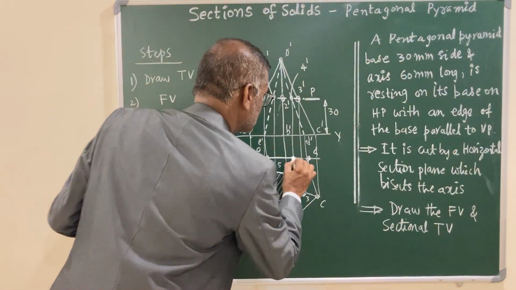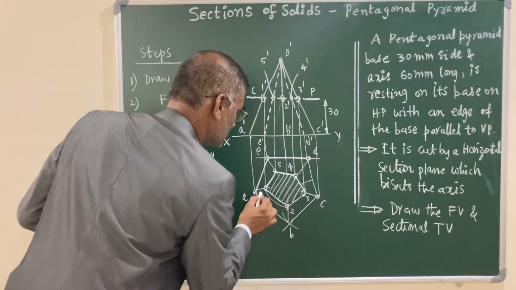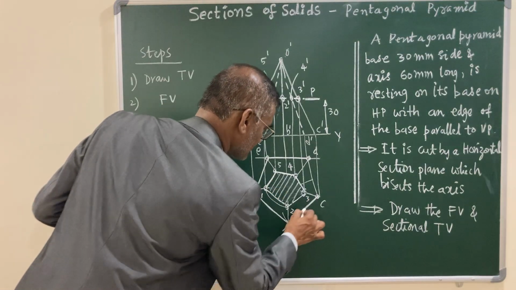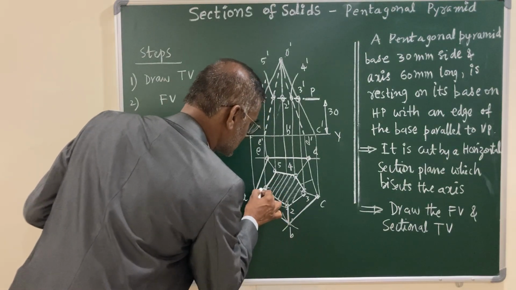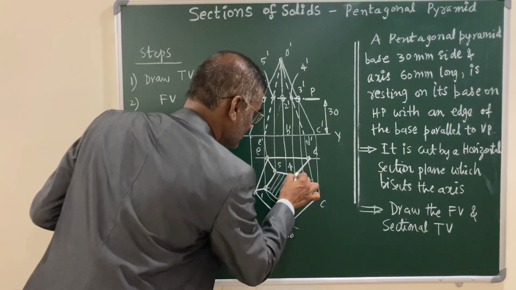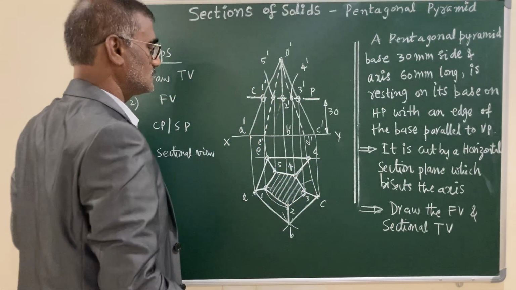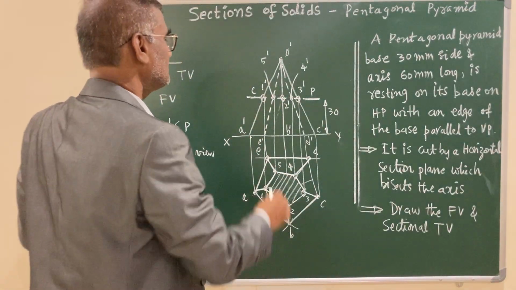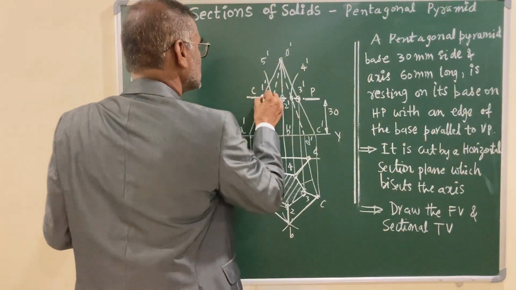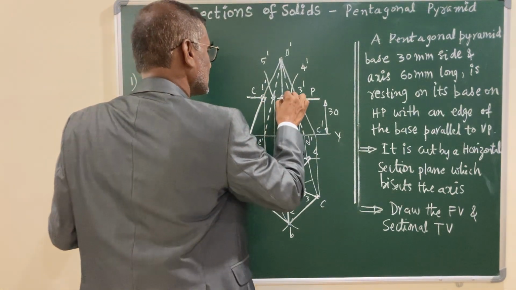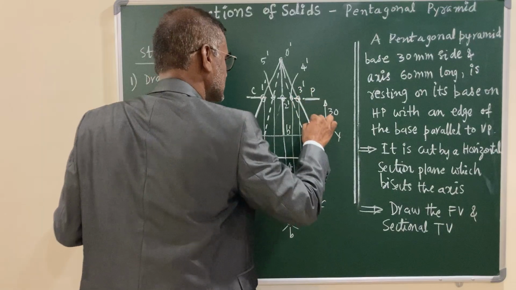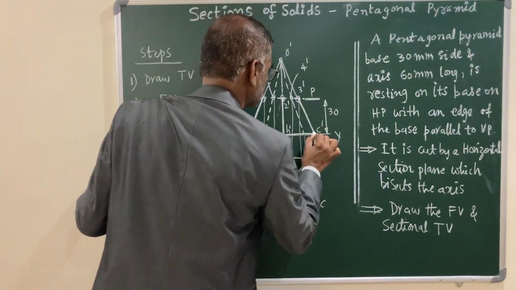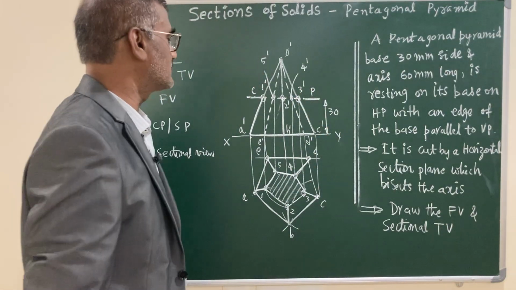And you have to highlight the result, that is the borders in the top view and the portion of the slant edges in top view. These are things you have to mark with HB pencil. And in the front view, this slant edge, of course base. So these you have to mark with HB pencil.